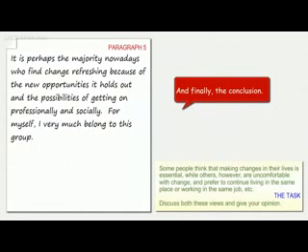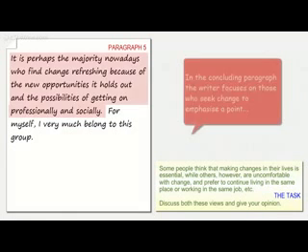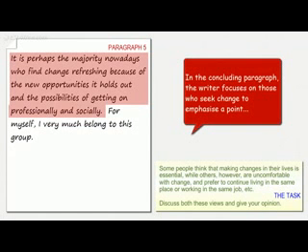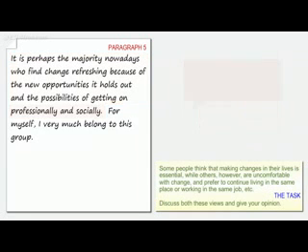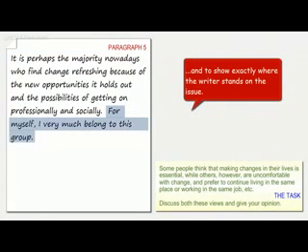And finally, the conclusion. It is perhaps a majority nowadays who find change refreshing because of the new opportunities it holds out and the possibilities of getting on professionally and socially. For myself, I very much belong to this group. In the concluding paragraph, the writer focuses on those who seek change to emphasise a point and to show exactly where the writer stands on the issue.